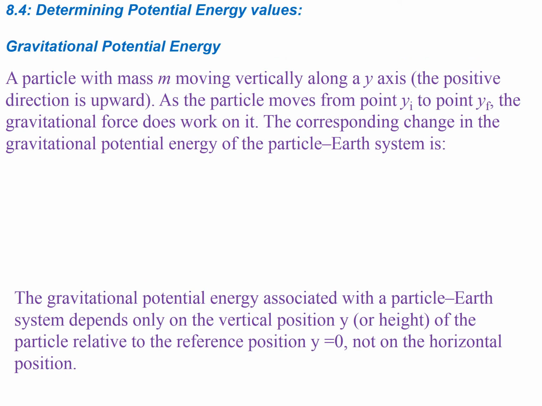So, gravitational potential energy. A particle with mass m moves vertically along a y-axis, with the positive direction upward. As the particle moves from yi to yf, the gravitational force does work on it. The corresponding change in gravitational potential energy is going to be given as follows. Let's use our equation for change in potential and come up with an equation that we can use for gravitational potential.